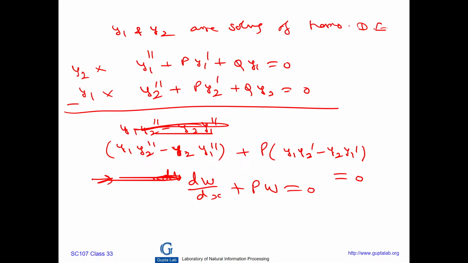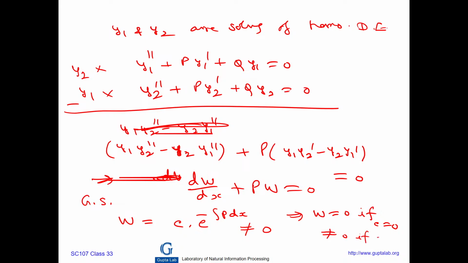So general solution of this equation will be W is equal to constant times e raised to power minus integration p dx, right? And now this is not equal to 0. This implies that W is 0 if C is 0 and W is not equal to 0 if C is not equal to 0, right?